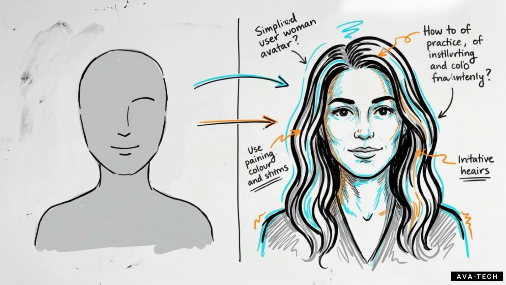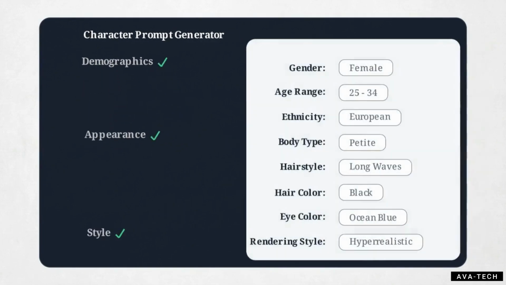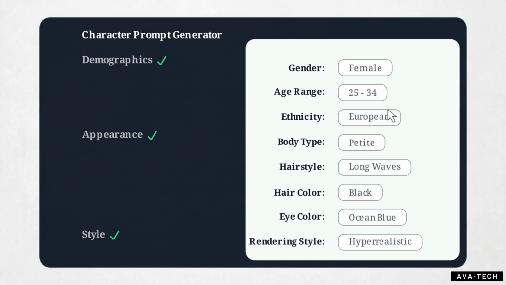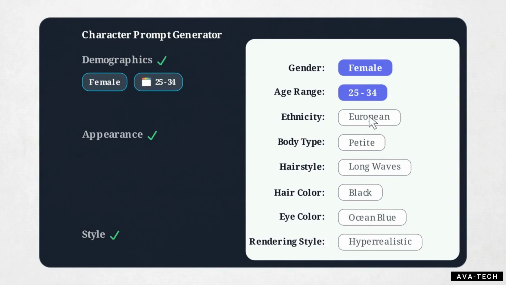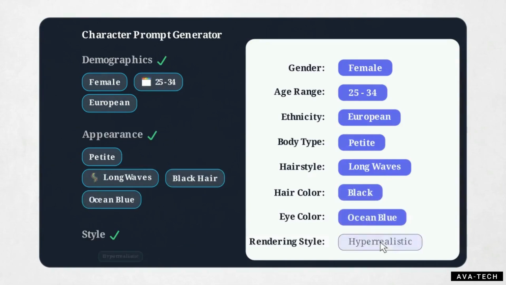Step 1 is defining exactly what your character looks like. To avoid unpredictable results, we start with a custom character prompt generator to lock in precise demographic and stylistic traits. Inside the generator, you move down the list and select the specific details: a female character, an age range of 25 to 34, a European ethnicity, a petite body type, and long, wavy black hair.